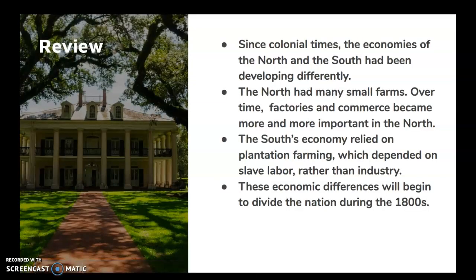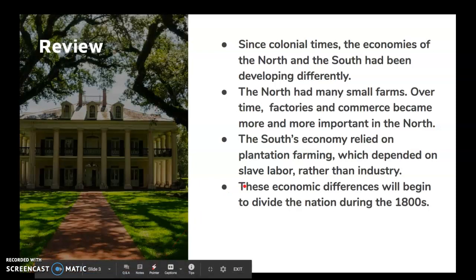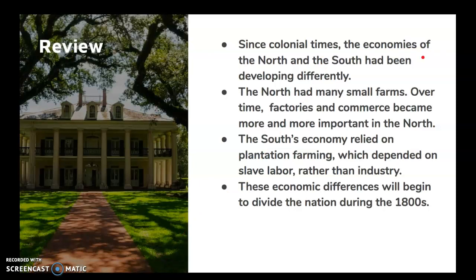But first, let's do a little bit of review. We're going to go back to the Colonial Times, way back before we were actually called the United States. The economies of the North and South had been developing differently. In the North, you would find many small farms, and over time, factories and commerce became more and more important. It became a manufacturing center for the country. The South's economy relied on plantation farming, which depended heavily on slave labor rather than industry. And these economic differences will begin to divide the nation in really dangerous ways during the 1800s.